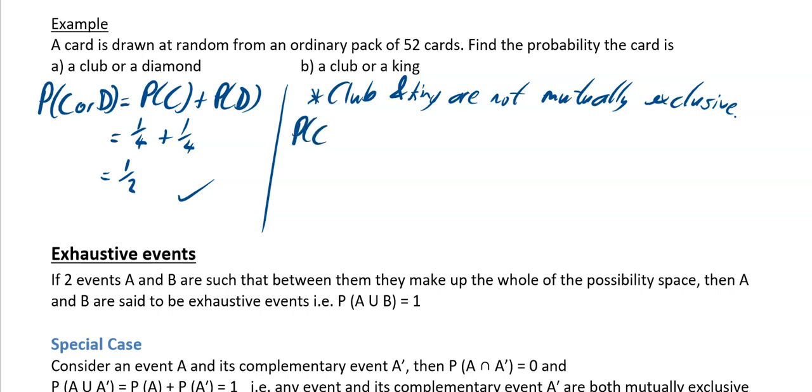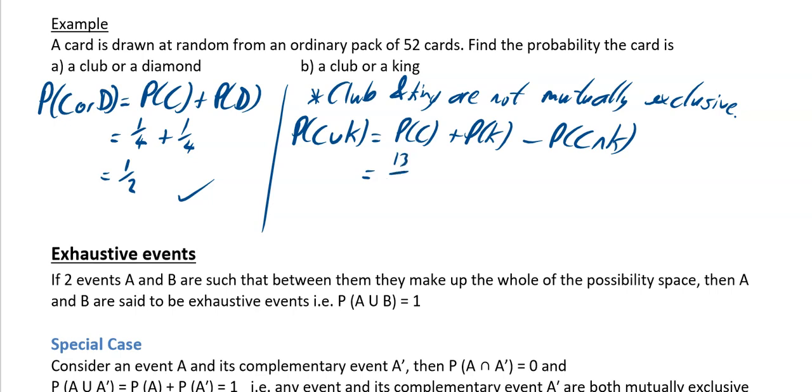So we're looking for a club or a king, which equals the probability of a club plus the probability of a king minus the probability of a club and a king. If we use 52 as our denominator, we have 13 clubs out of 52. That's obviously the same as a quarter, but if you use it like this, it will make life easier. We have 4 out of 52 kings, and only one card which is both a club and a king. When you do that, you get 16 out of 52, which cancels down to 4 over 13, and that is it.